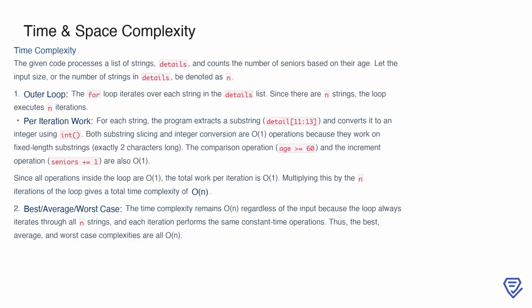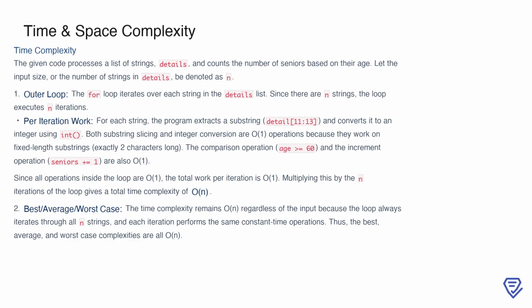runs exactly n times. Inside the loop, for each string, we perform several operations: extracting a substring using slicing, converting it to an integer, comparing the value to 60, and incrementing a counter. These operations, slicing, conversion, comparison, and increment, are all constant time operations, denoted as O(1), because they deal with fixed-length substrings and primitive data types.